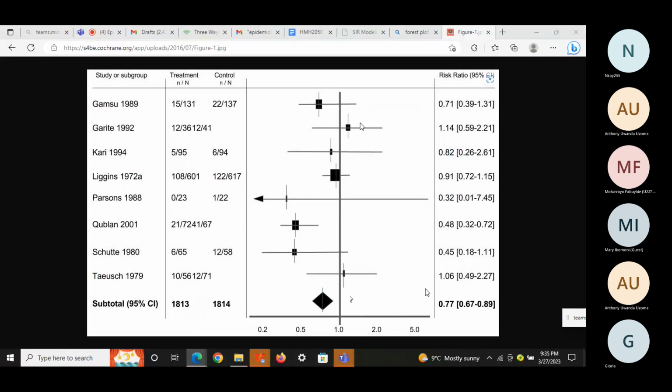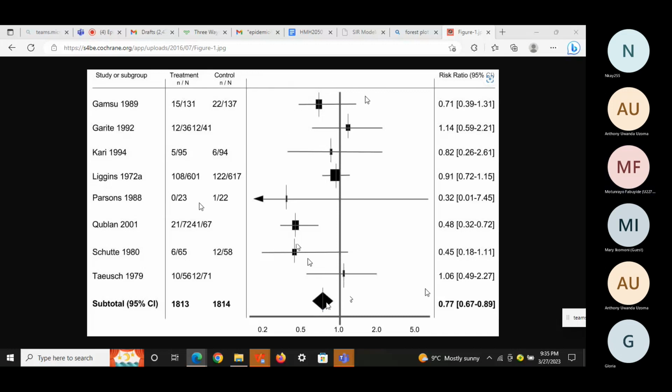All right. So now you can see this is a meta-analysis, and this is how they represent the studies that they combine together. So this is a diamond.